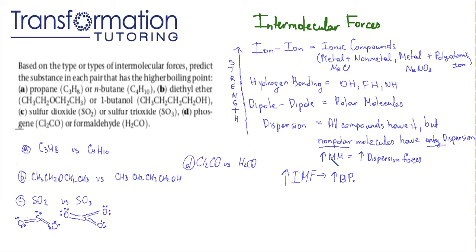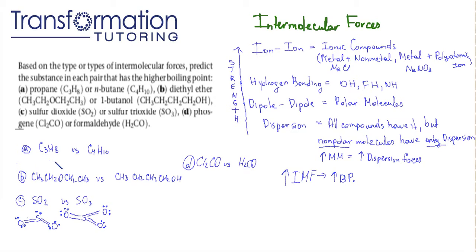to become gaseous. We need to create a higher distance between them. So we need to overcome the intermolecular forces. Therefore, the stronger the intermolecular force, the harder it will be to overcome it, to separate the molecules, and the higher the boiling point will be. Now that we have all of this, we can go ahead and look at our examples.